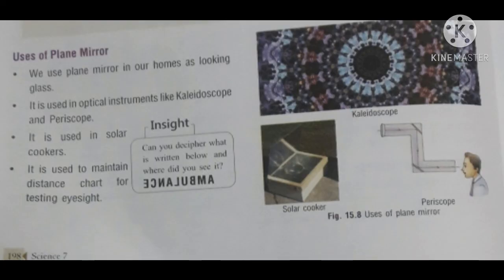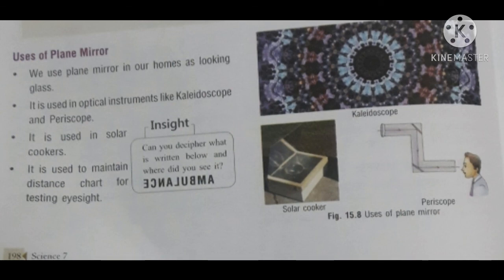Uses of plane mirror. We use a plane mirror in our homes as a looking glass. It is used in optical instruments like the kaleidoscope and periscope. Kaleidoscope and periscope pictures you are seeing. The kaleidoscope is used to view different designs. Whenever we view the kaleidoscope, every time we see a new design.